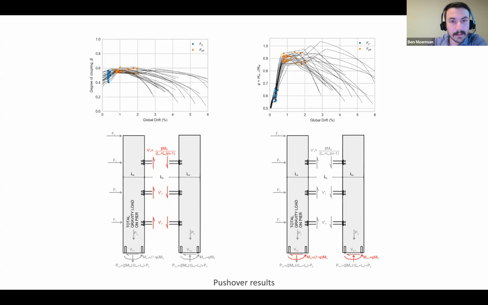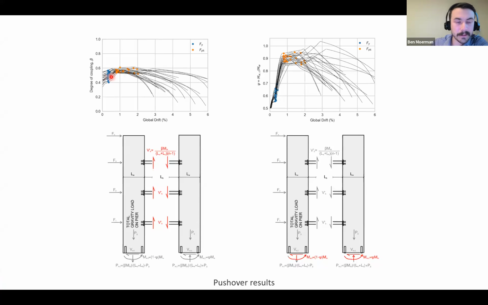Some other results that really are needed to inform the design of the system. One is the degree of coupling factor. This is basically shown right here with this equation. And this is a common, well understood factor for concrete coupled wall systems. What this says is basically, if we have an overturning moment for the whole system, what portion of that goes to the link beams and what portion of that goes to the moment at the base of each pier.